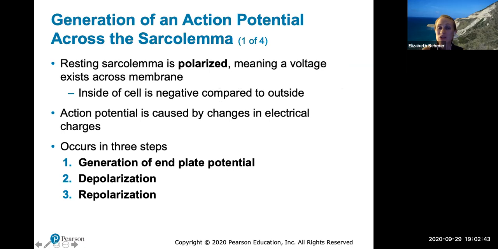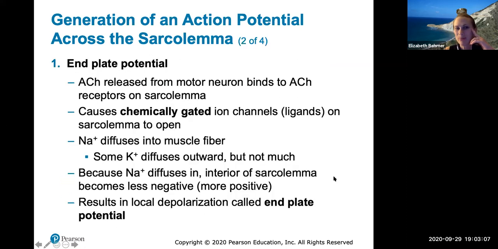Generation of action potential. At resting, the sarcolemma, which again is the border of the muscle fiber, is polarized, meaning there's a voltage that exists across the membrane. We'll talk about this a lot when we get to the nervous system, but the inside of the cell will always be more negative than the outside, and the action potential is caused by changing that electrical membrane voltage. It'll occur in these 3 general steps.